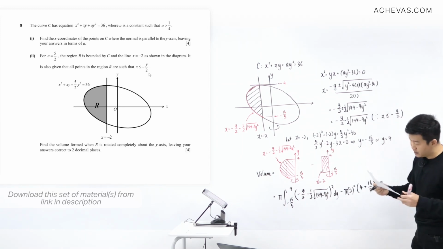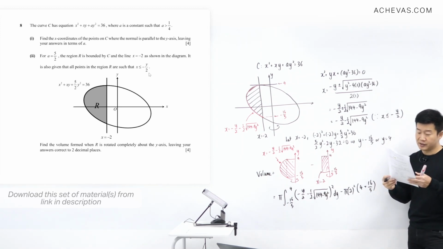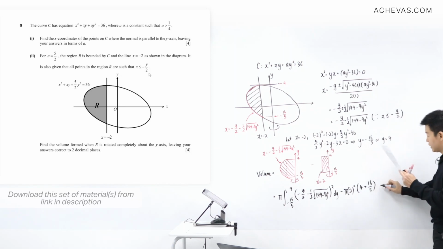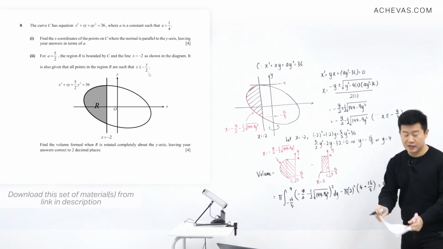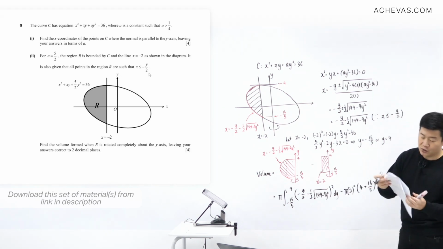This question actually allows me to press the calculator. So I'm going to just press this entire thing into the calculator to evaluate for the volume. To 2 decimal places, the volume is going to be 542.87. Okay, this is question number 8. Let's move on to the next one.